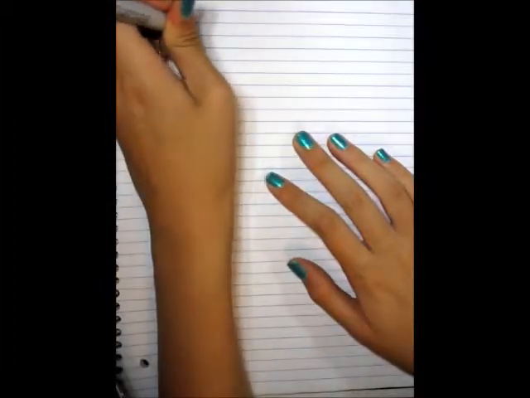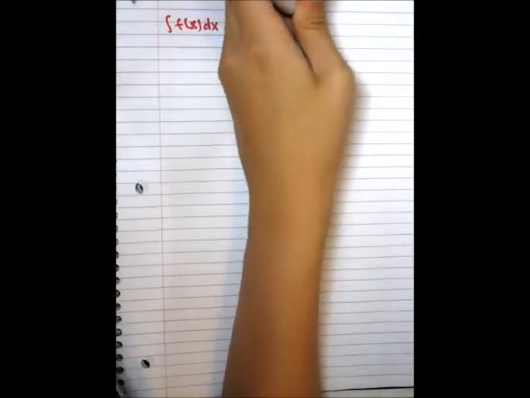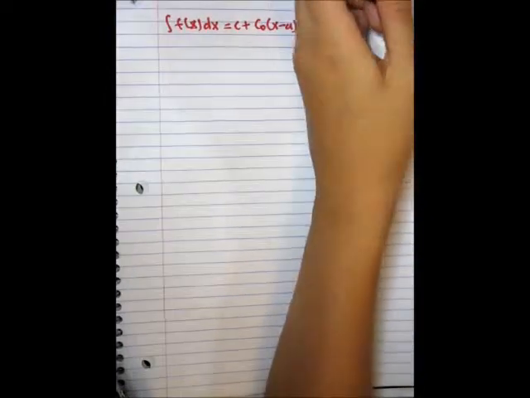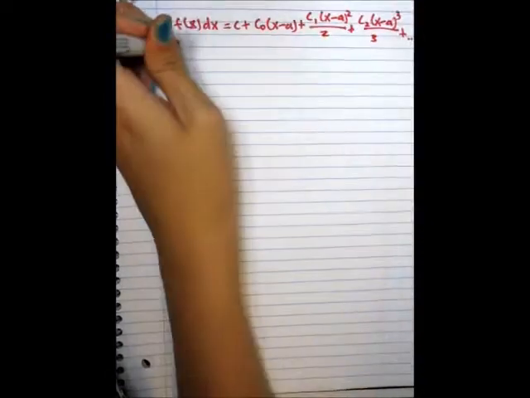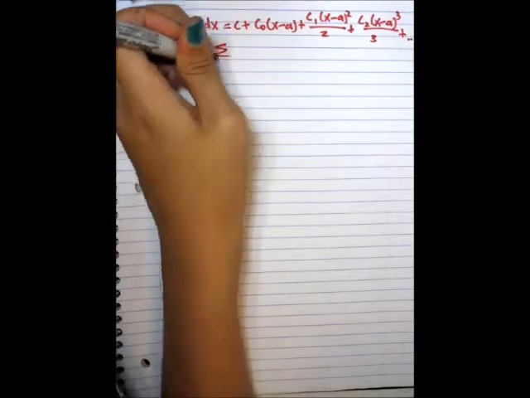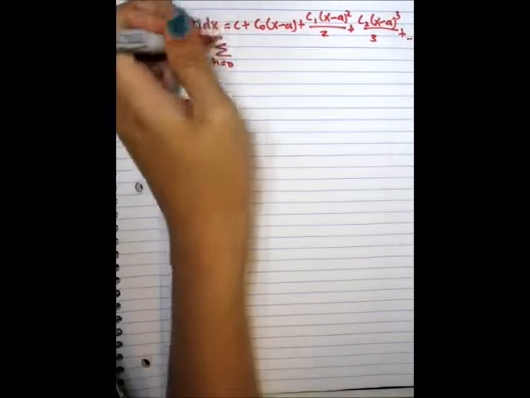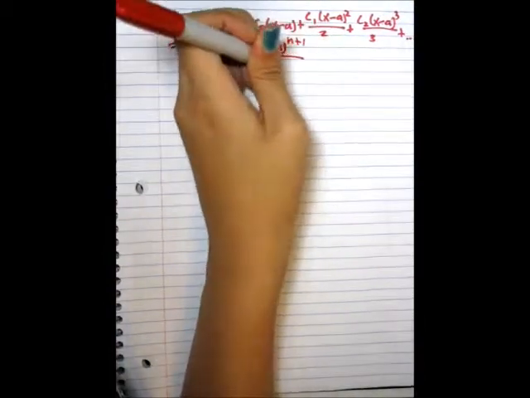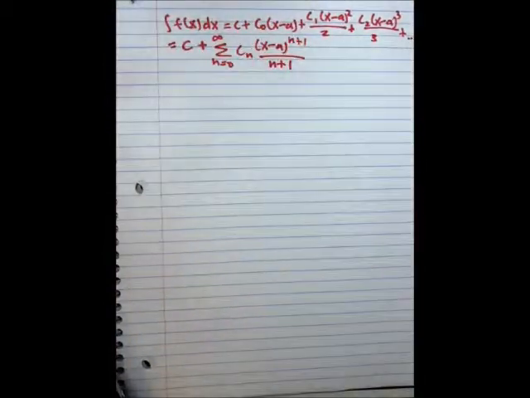Similarly, we can integrate each term to get the integral of f of x dx equals a constant c plus c_0 times (x minus a) plus c_1 times the quantity (x minus a) squared over 2 plus c_2 times the quantity (x minus a) cubed over 3, or just c plus the sum as n goes from 0 to infinity of c_n times the quantity (x minus a) to the n plus 1 over n plus 1.